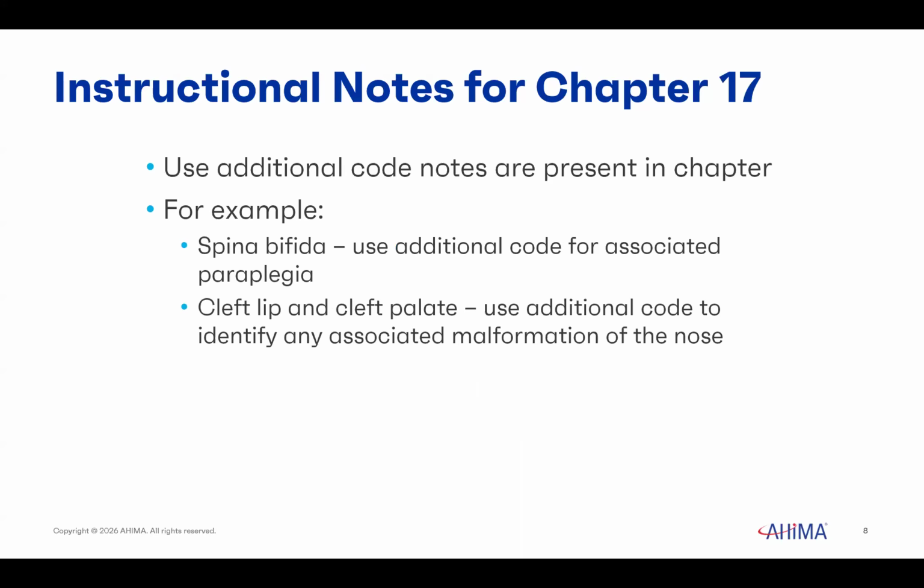Some more important things. This is a chapter that has a lot of instructional notes, and you can see them here. Some examples include spina bifida: use the additional code for any associated paraplegia. Cleft lip and cleft palate: use the additional code to identify any associated malformation of the nose. So really important, once again, to read the tabular, as we've been talking about.